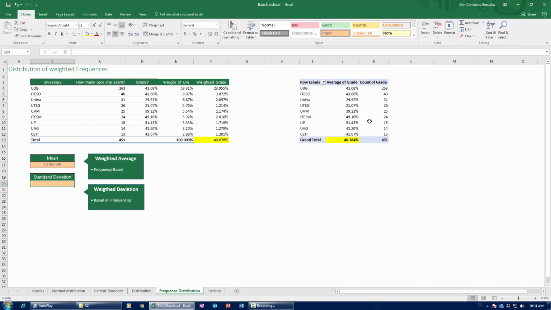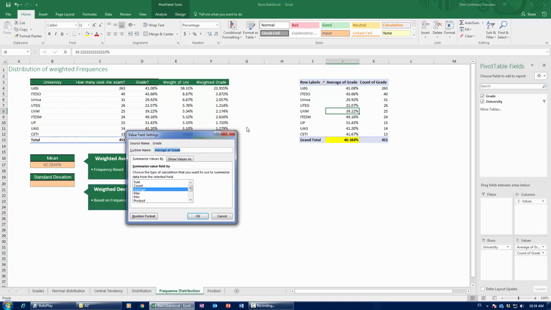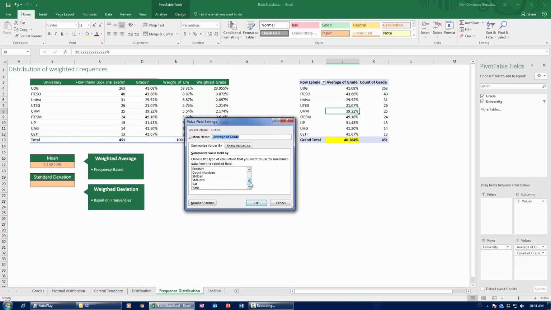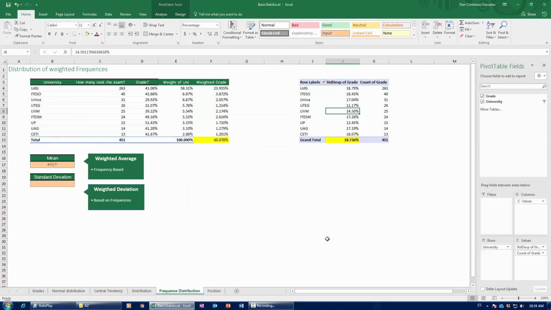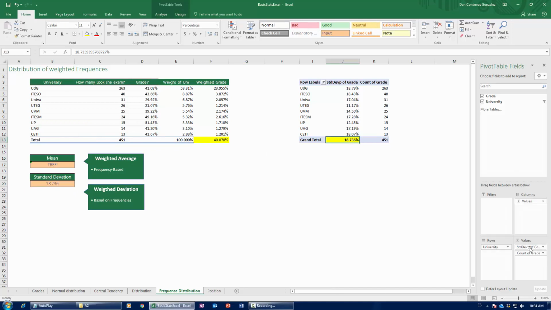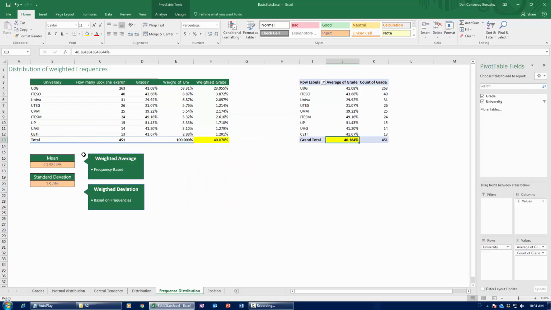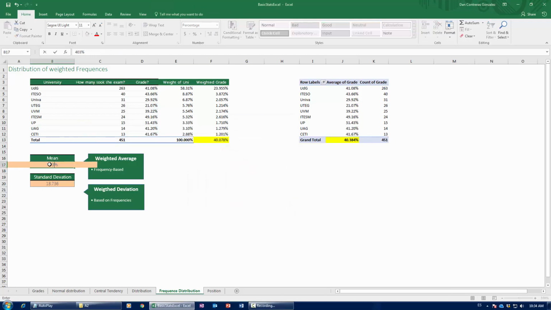Now, finally, the standard deviation. Well, that's pretty simple. I'll just go over here, and instead of average, I'll go to value field settings. And you guessed it, there's a way to calculate the standard deviation. All right, let's do it for the whole population. There we go. Standard deviation is going to be 18.736%. And oh, I lost my mean because I lost my average. So again, let's change it up to average. It's going to be 40.384%.